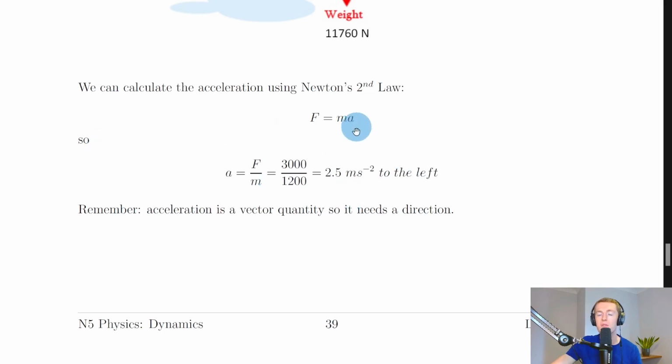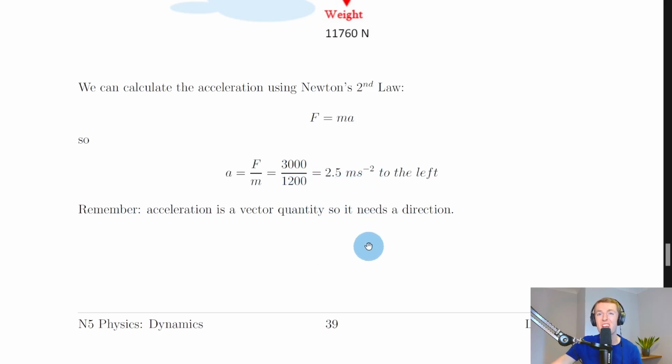So if we rearrange for the acceleration, we get a equals F over m by dividing both sides by the mass there. And we can substitute in the values to get 3,000 for our unbalanced force, divided by the mass we were told in the question, 1,200 kilograms, and this gives us 2.5 meters per second squared.